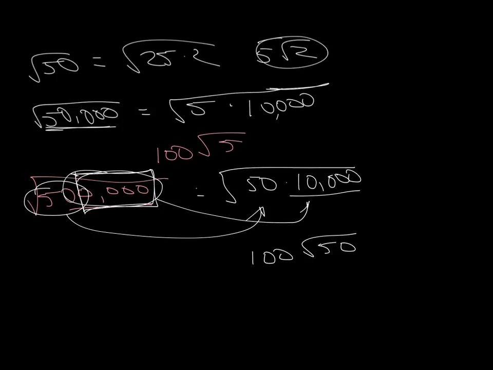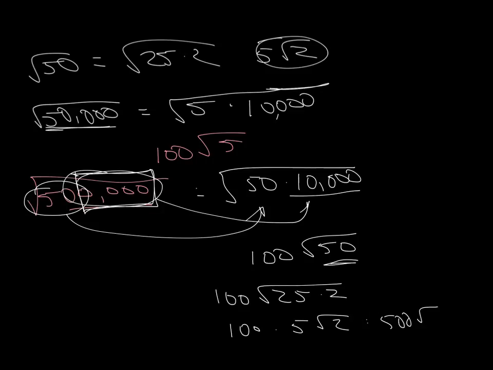Alright, now the thing is, I'm not done simplifying because 50 can be reduced to 25 times 2. Take the 5 out, and 100 times 5 times the square root of 2 equals 500 square root of 2. So that is the answer for that one up there. Okay, let's do one or two more just to get you a feel for this. It's not really hard, but again, anything new is going to take a little bit of time.